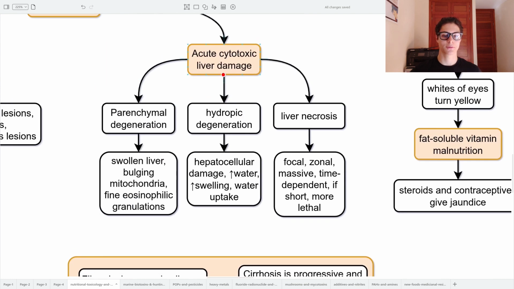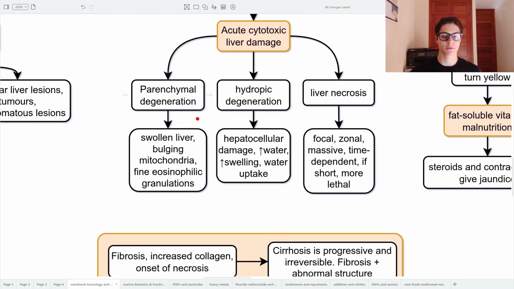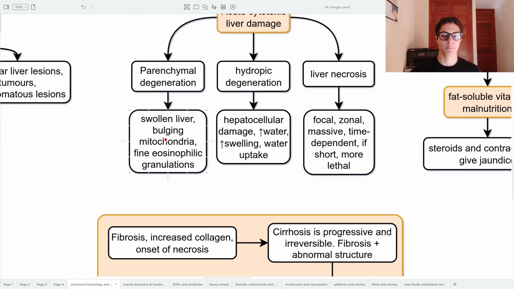On the other hand, the acute one has a parenchymal degradation, a swollen liver, bulging mitochondria, and fine eosinophilic granulation, as well as hydropic degeneration, which is a hepatocellular damage where we have a lot of water, a lot of swelling, and a water uptake indeed. And there can also be a liver necrosis, which is focal, zonal, massive, time-dependent, and if short, is more lethal.